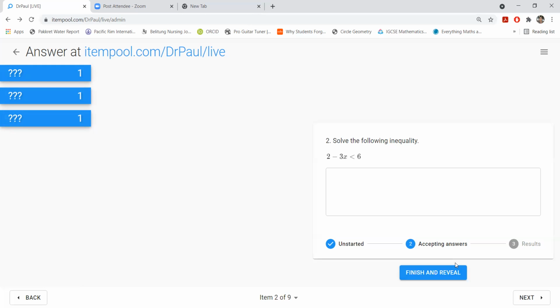So be careful with the -3 there, because you're going to have to divide by a negative number. So be careful about that.